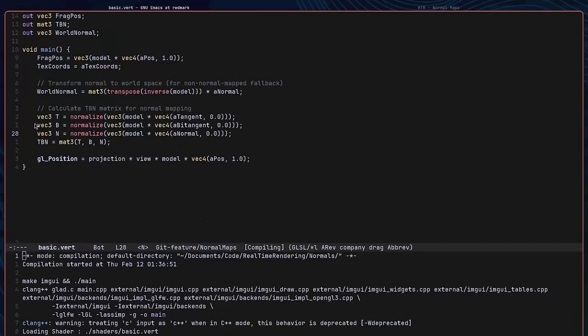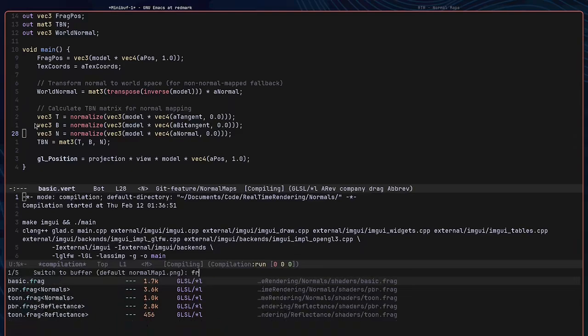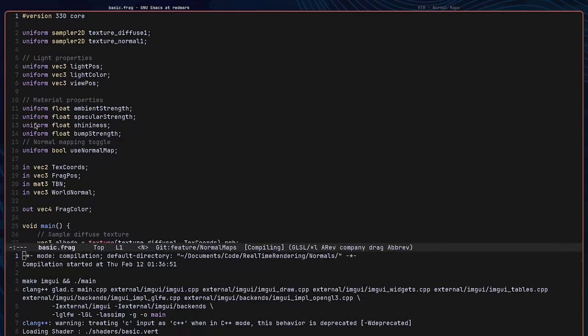The TBN matrix is built from tangent and bitangent vectors computed by Assimp during model loading. This transformation ensures the normals work correctly regardless of the object's orientation or rotation.